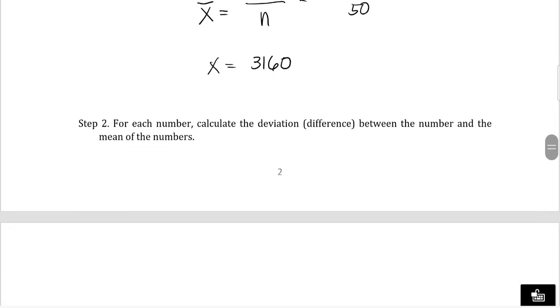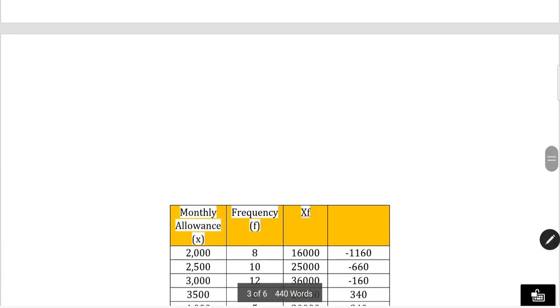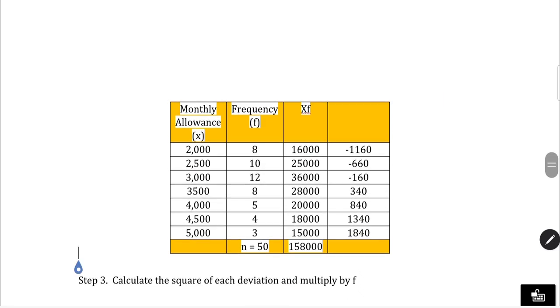We're going to calculate the deviation or the difference between the number and the mean of the numbers. So take note that the mean is 3,160. So here we're going to subtract x and then the mean. So the first row will be 2,000 minus 3,160 equal to negative 1,160. The second would be 2,500 minus 3,160, giving us negative 660, and so on.